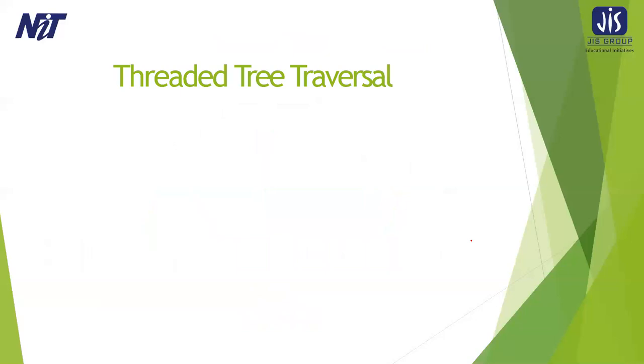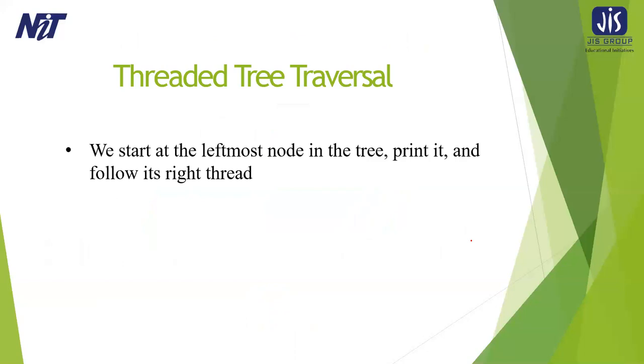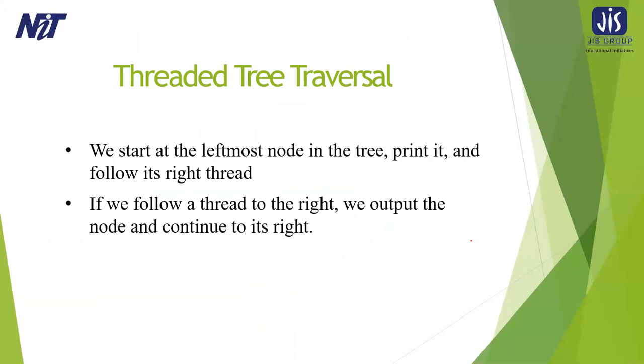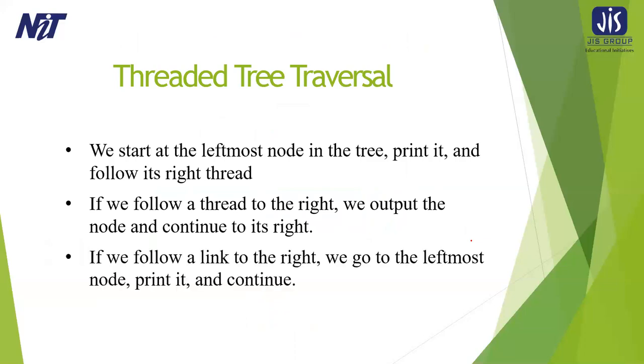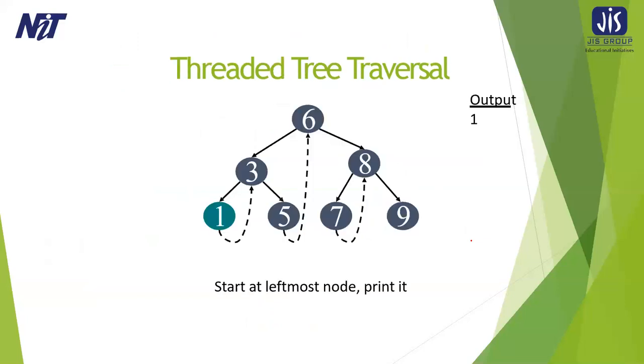Let's take another example of a one-way threaded binary tree. Before that, to summarize: we start at the leftmost node in the tree, print it, and follow its right thread. If we follow a thread to the right, we output the node and continue to its right. If we follow a link to the right, we go to the leftmost node, print it, and continue. In this way, we traverse all the nodes.